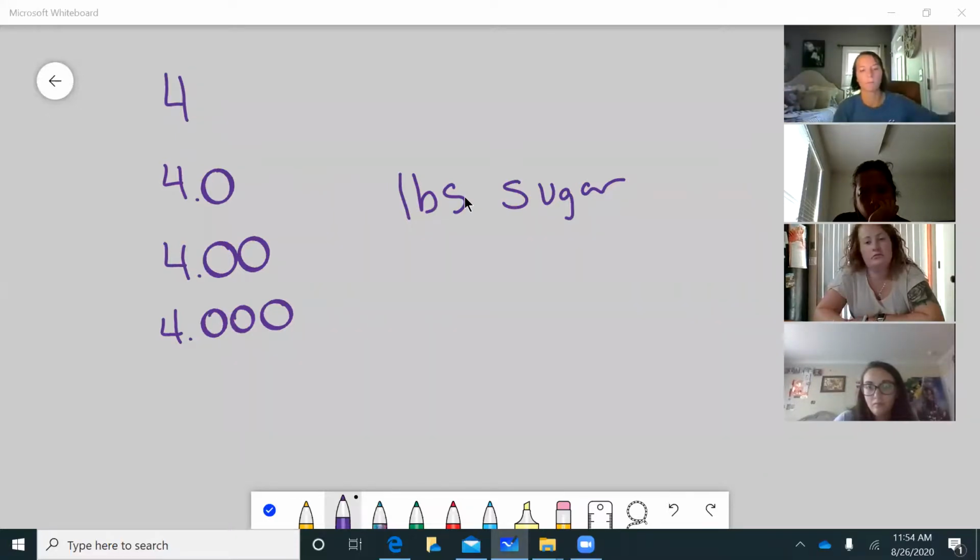So for each of these numbers, we're talking about 4 pounds of sugar, but what's happening as I move down is we are getting more precise with our measurement, right? This one on top is saying, I got like 4 pounds of sugar. They probably use like a bathroom scale to measure that, so it's not super precise. This number here, we're saying, no, it's not just 4 pounds of sugar, we have 4.0 pounds of sugar. So we are precise to the 10th place.